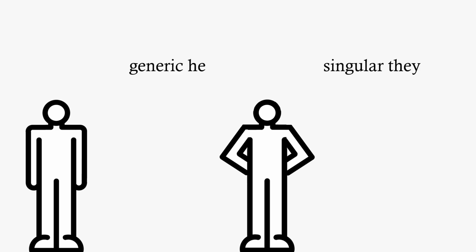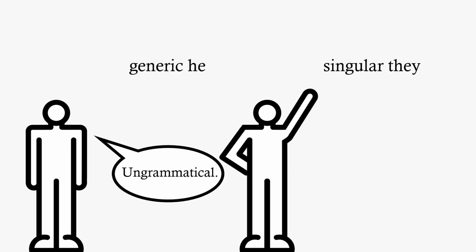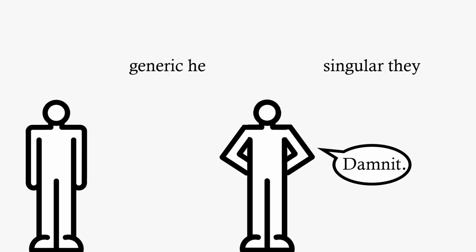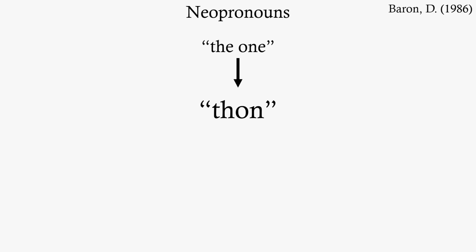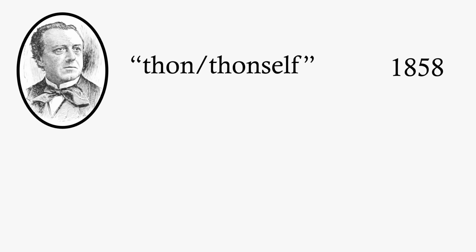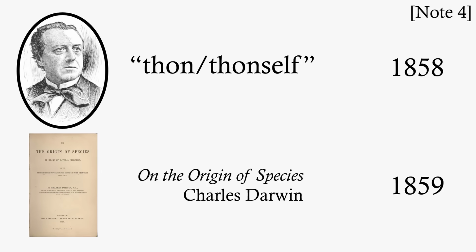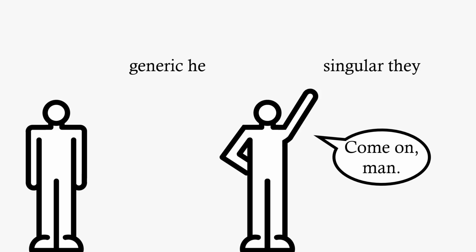So people started trying to avoid both the generic "he" and the ungrammatical singular "they", which led to a wave of neologistic pronouns which could do the job. That's why you get words like "thon", a contraction of "that one", invented by Charles C. Converse in 1858. That's right, the neopronoun "thon self" is older than the theory of natural selection. But none of these have really caught on. Yet. And so the singular "they" has survived.